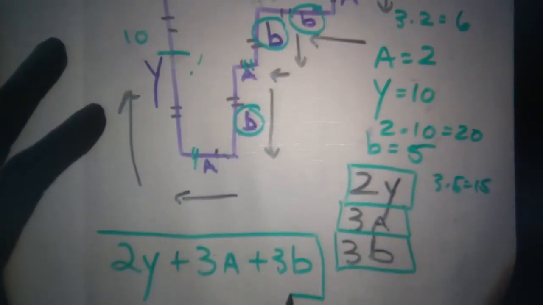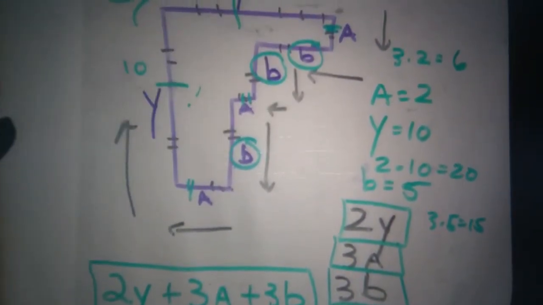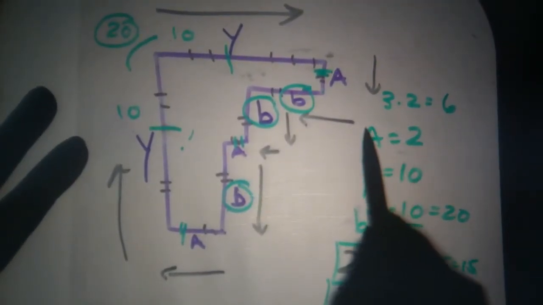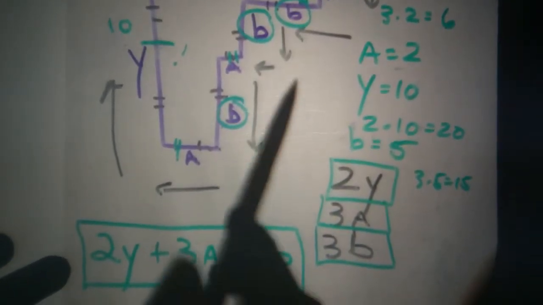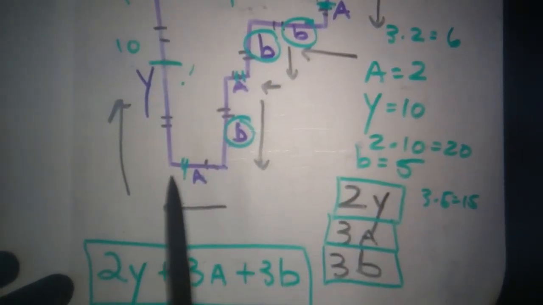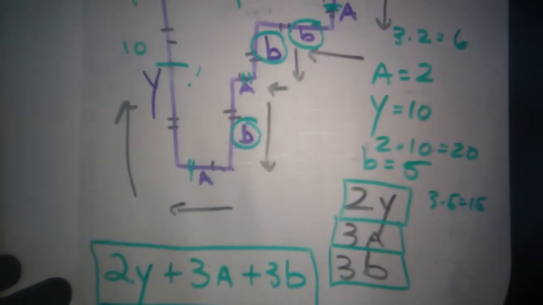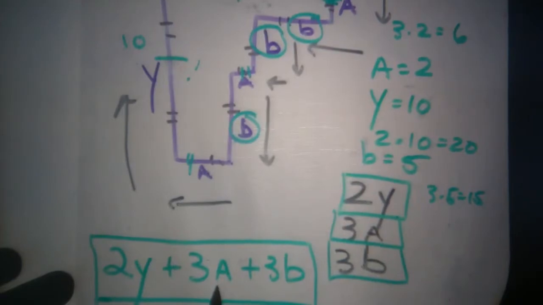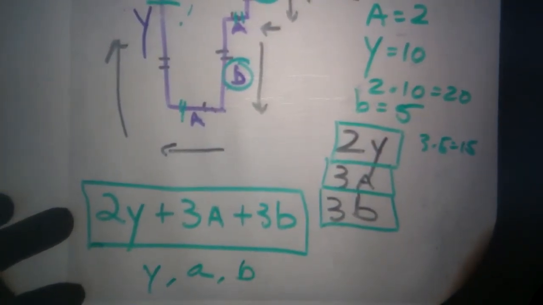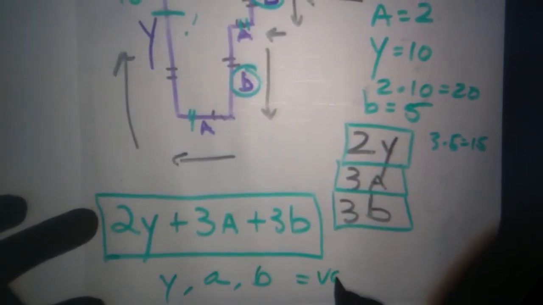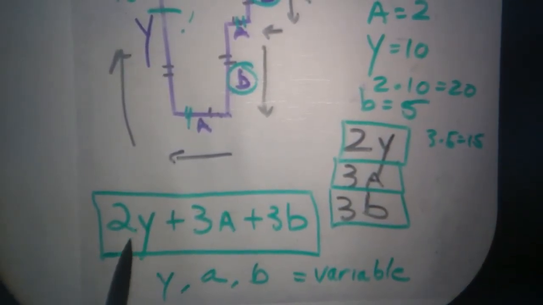This would be my expression using variables only if I didn't know the numbers. Of course, here I did an example of what my numbers could be. But if I don't know what my numbers are, but I know that I have sides that equal the same length, I could put it together in an expression such as this, using my variables of Y, A, and B. These are my variables. That means they vary. I could plug in any number to make this work.